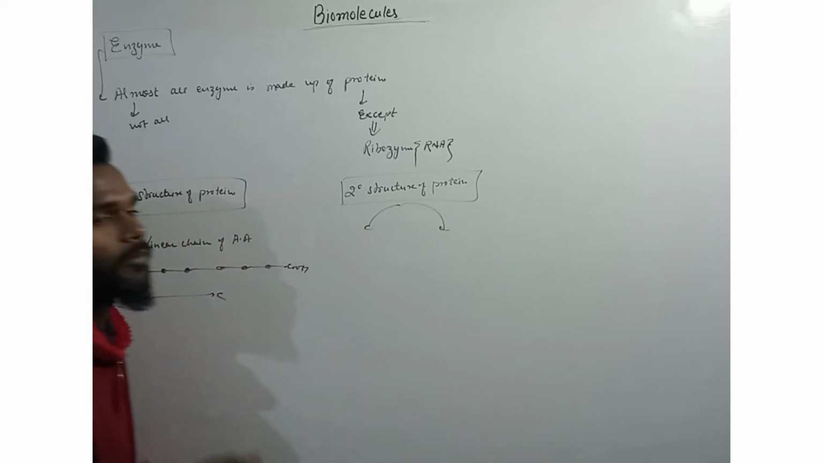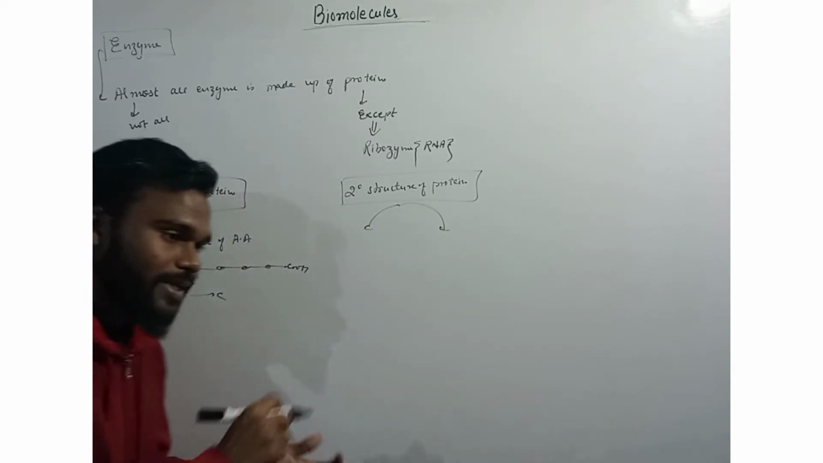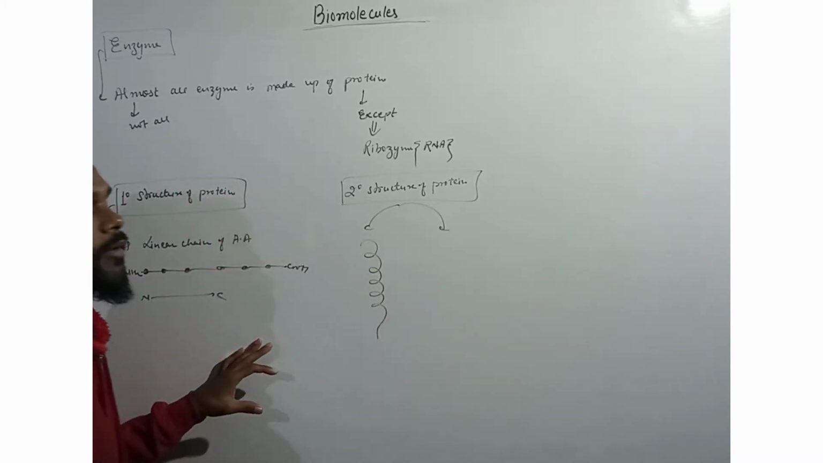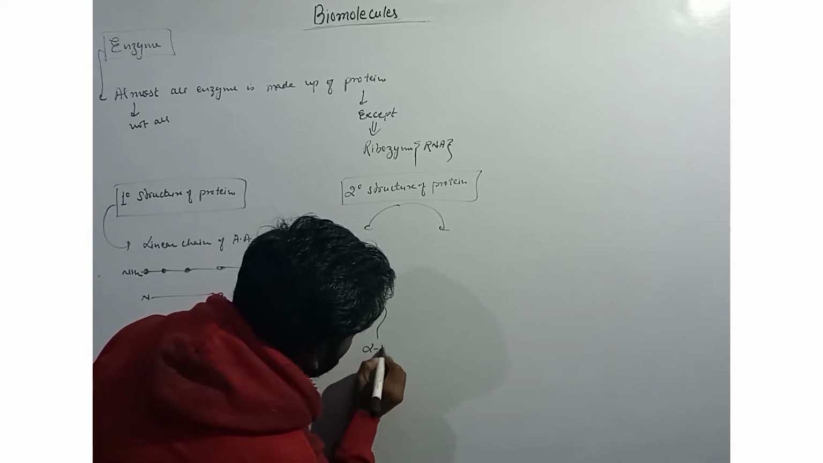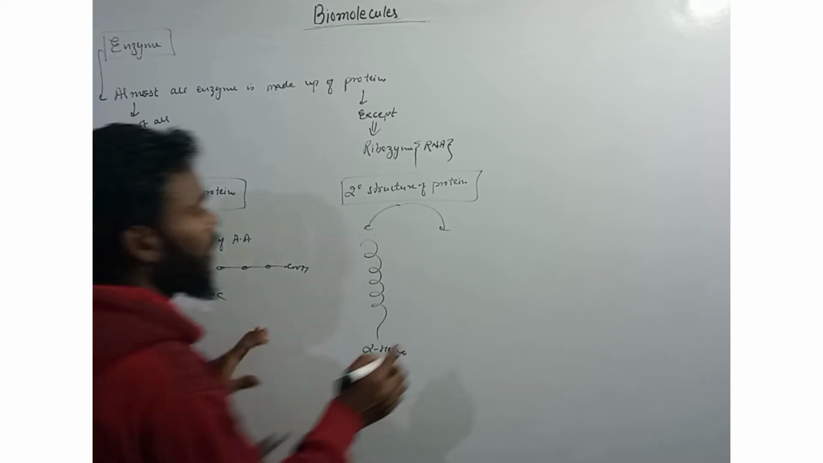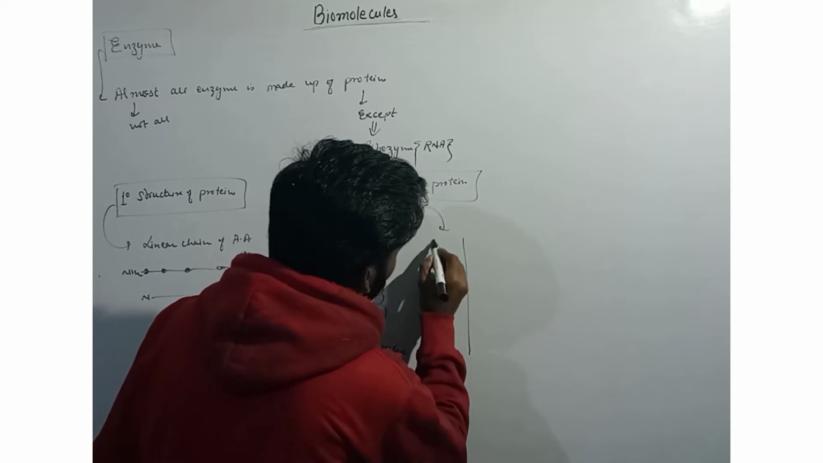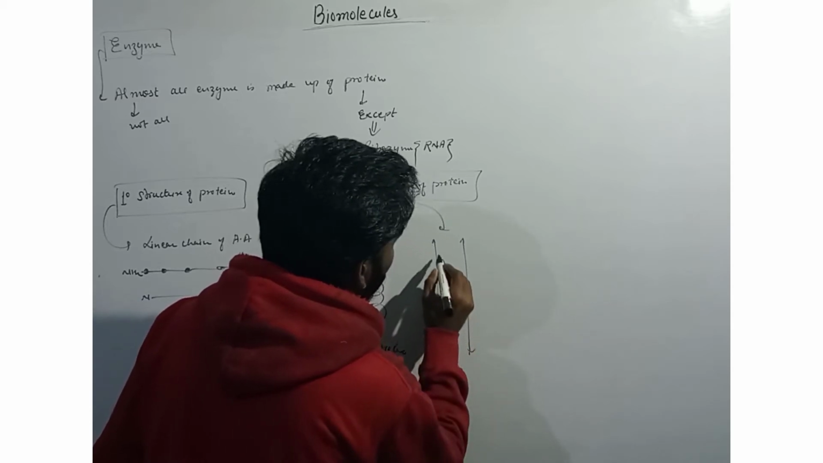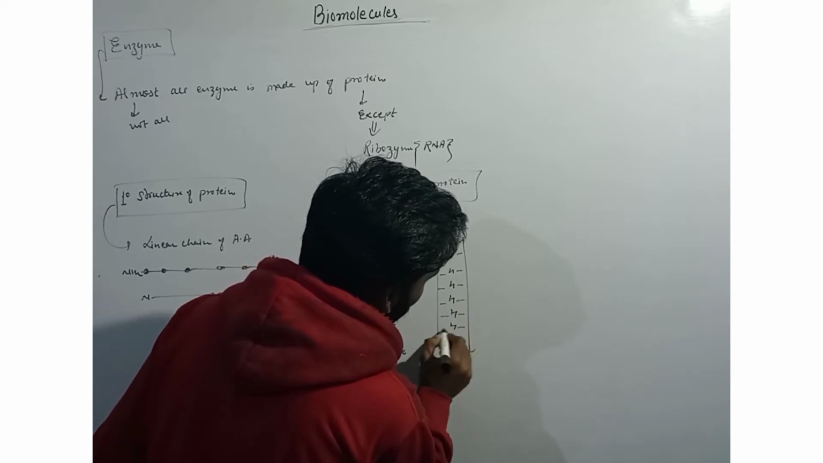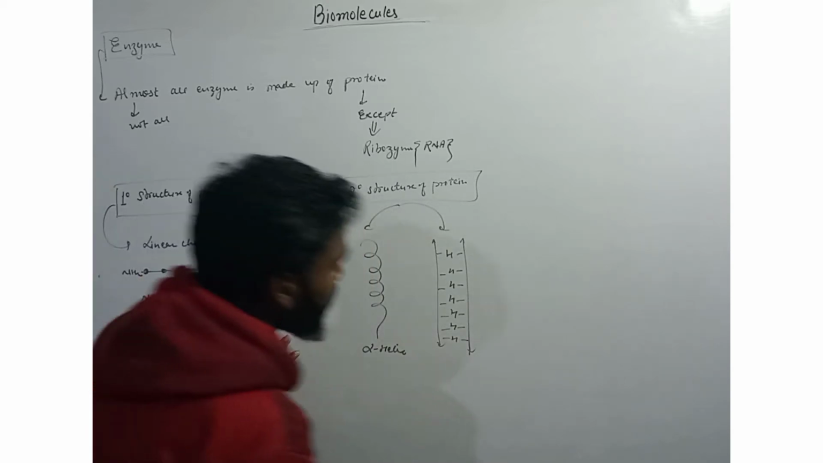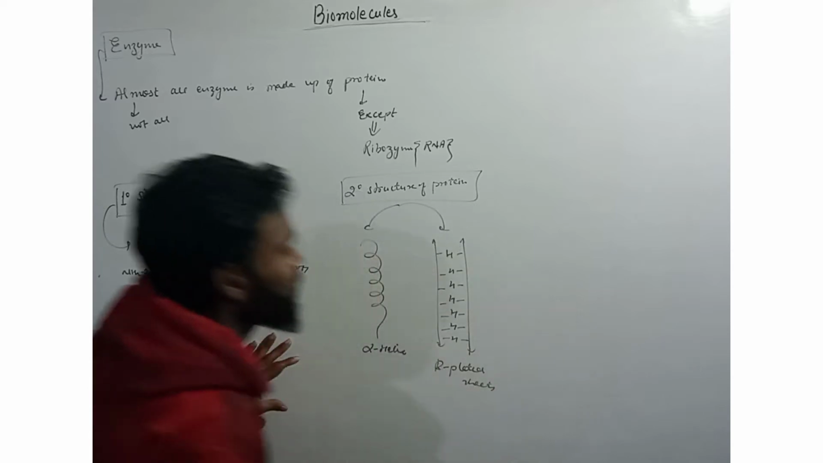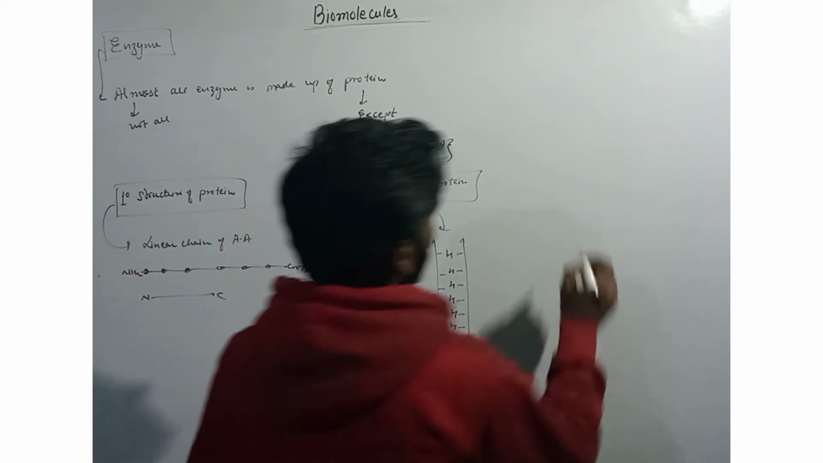It has two forms. When the primary structure coils upon itself and forms a helix-like structure, that is called an alpha helix. But when two primary structures run parallel to each other, hydrogen bonds are formed. These hydrogen bonds stabilize the structure, which is called beta pleated sheets. Now let's see the tertiary structure of protein.